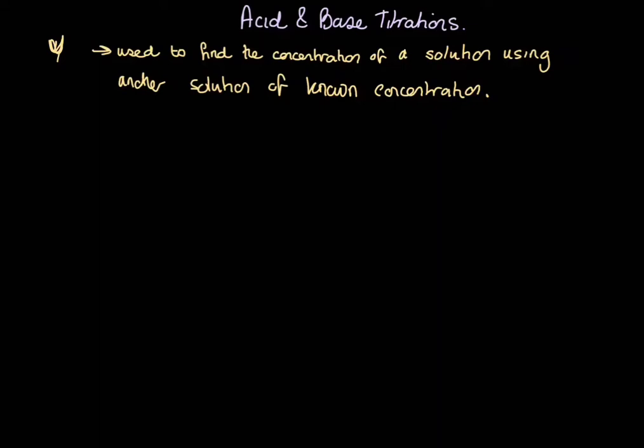So, for example, if our base solution in the conical flask, we didn't know the concentration of that, we could use the acid to find that out, because let's say we made up the acid, we know the concentration of that acid. So based on how much acid it takes to neutralize the 25 centimeters cubed of the base, we can work out the base's concentration.